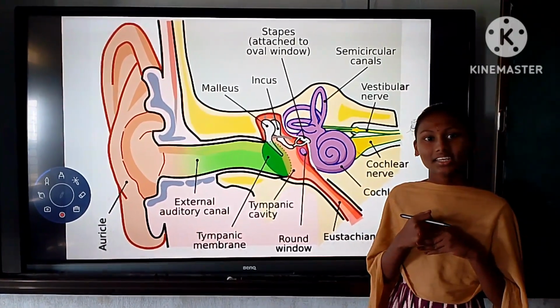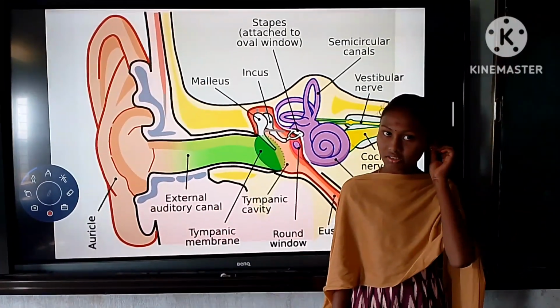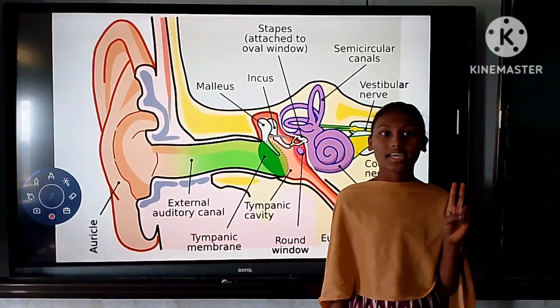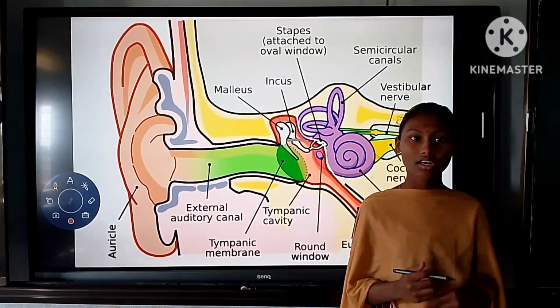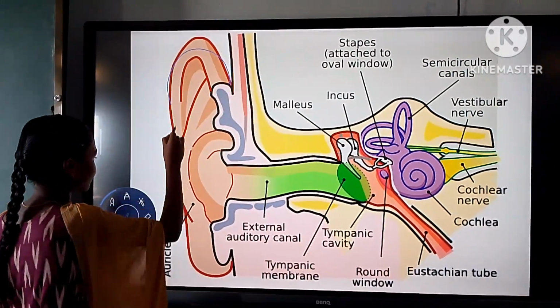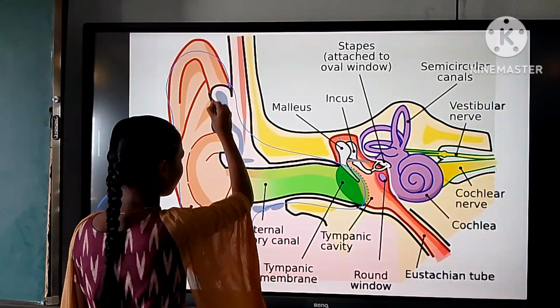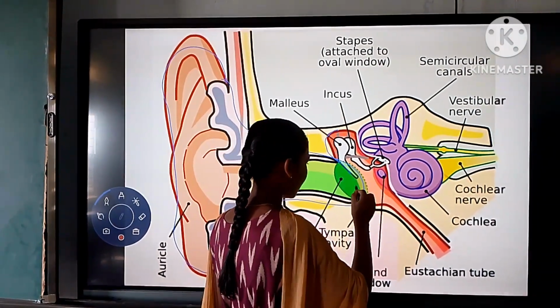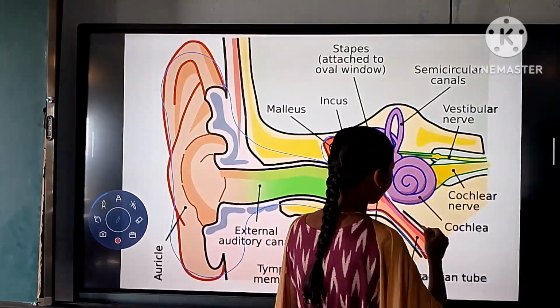The ear is divided into three parts. One, the external ear, the visible part of the ear. Second, the middle ear, the part of the ear that is not visible. Third, the inner ear or internal ear. This is the external ear. This is the middle ear. This is the inner ear or internal ear.